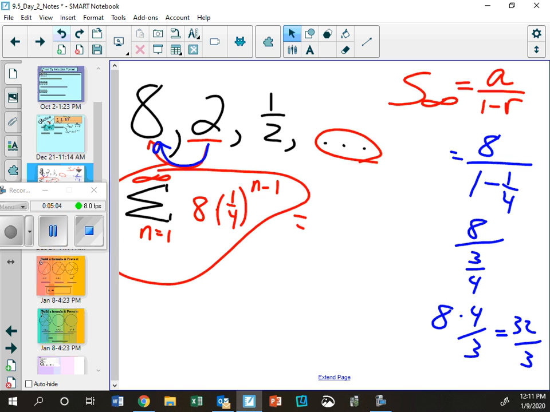Okay, good. Now, what if instead of adding to infinity, what if they just said, I only want this added up to the first 4 terms? Well, then I haven't got the right formula on the board yet. Here's the formula for that one.